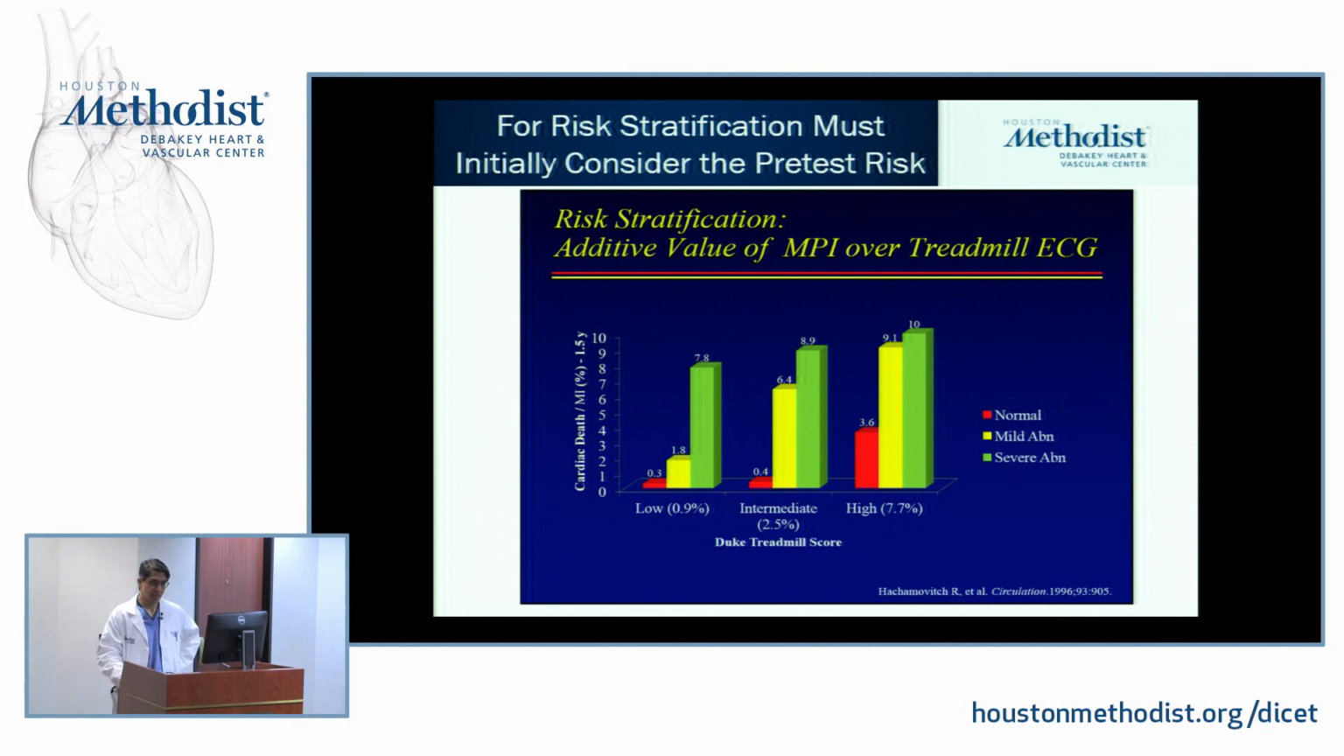And then finally, data on the Duke Treadmill score, very important if your patient exercises to calculate this number, because this will very nicely show you, and we see this all the time, if you have a normal perfusion study and they have a high Treadmill score, their risk is not less than 1%. With a high Duke Treadmill score, they're actually 3.6%. So this is a patient population you want to keep a close eye on.